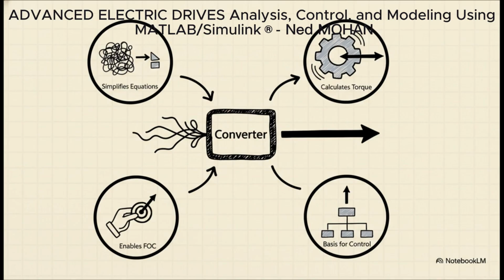For starters, those nightmarish dynamic equations, they suddenly become simple enough that a little microprocessor can solve them in real time. That's a game changer. Second, we can now calculate the machine's torque directly from this one vector. No more messing around with individual phases. It's faster, it's more direct. And here's the big one. This simplification is the foundation for our most advanced control strategies.